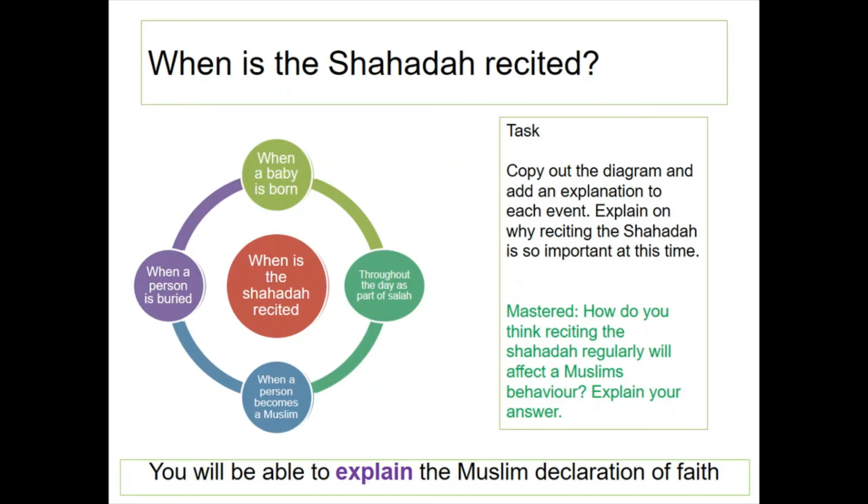If you can, do the master task. How do you think reciting the Shahada regularly will affect a Muslim's behaviour? Why is it an important remembrance of their faith, and how will it affect their behaviour?